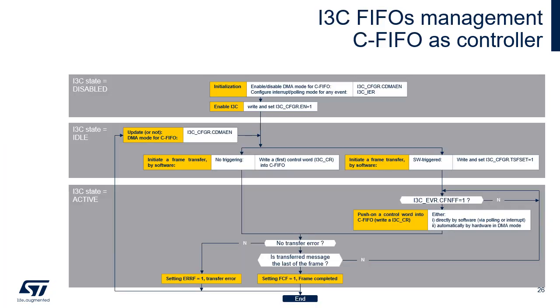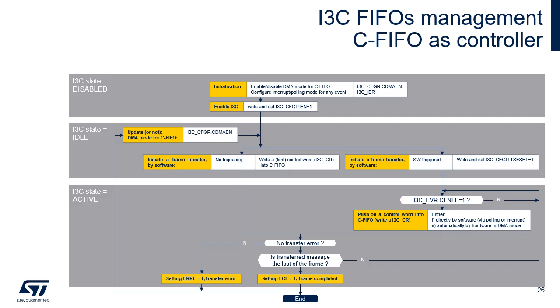The software should initialize the C-FIFO management to be then written either directly by the software or by the allocated DMA channel. As soon as the transfer is initiated, a transition to active state occurs. When a DMA channel is used, the DMA automatically writes control words into the I3CCR from its memory source buffer until the frame completes. Software management is based on the C-FIFO not full flag, CFN-FF.